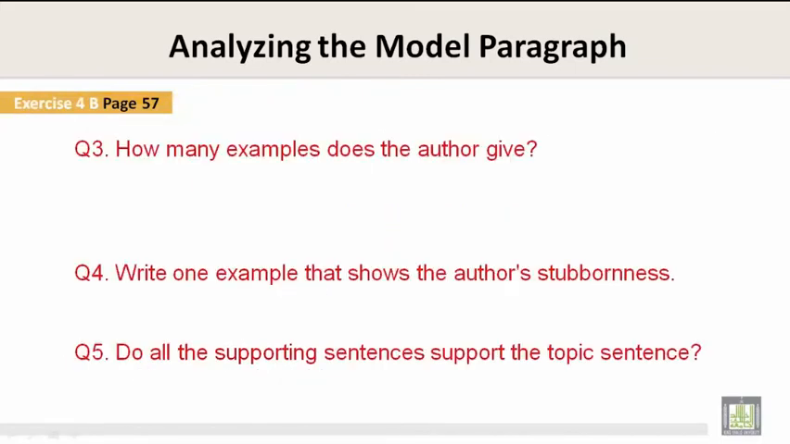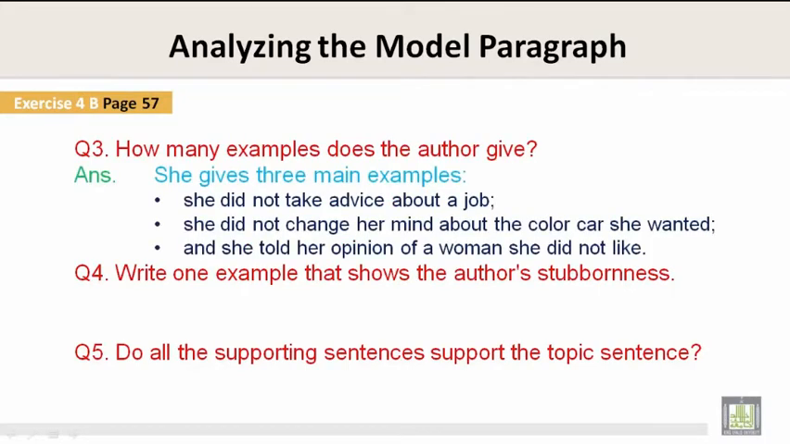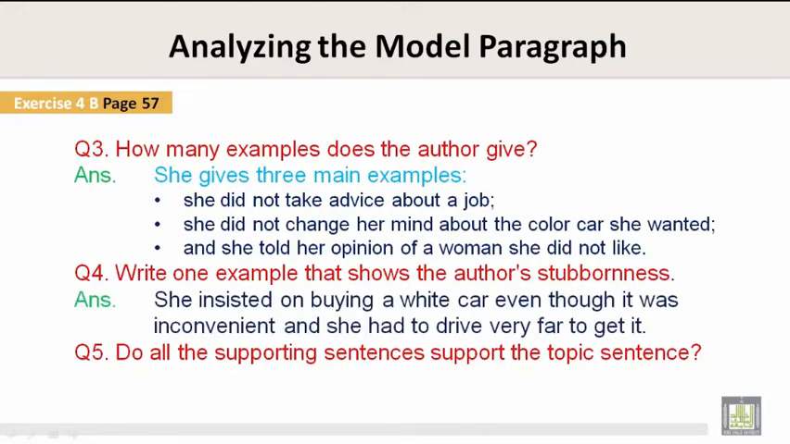Exercise 4B, page 57. Question 3. How many examples does the author give? She gives 3 main examples. She did not take advice about a job. She did not change her mind about the color she wanted, and she told her opinion of a woman she did not like. Write one example that shows the author's stubbornness. She insisted on buying a white car even though it was inconvenient, and she had to drive very far to get it.